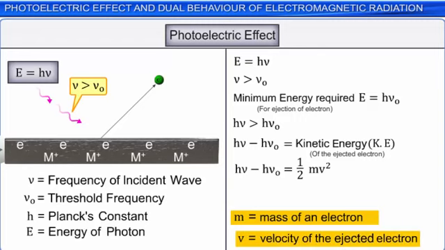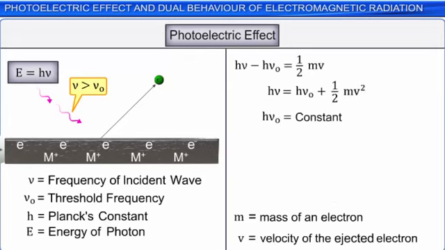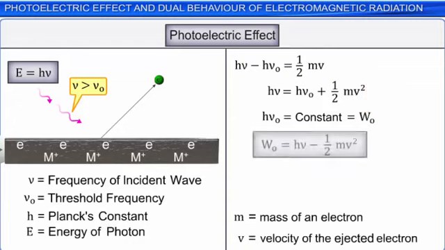On rearranging the equation, we get h nu is equal to h nu 0 plus half m v square. H nu 0 is constant for a particular metal and is designated as W0, which is called work function. Now, the equation in terms of work function is as shown. Let us observe the values of work function for a few metals.